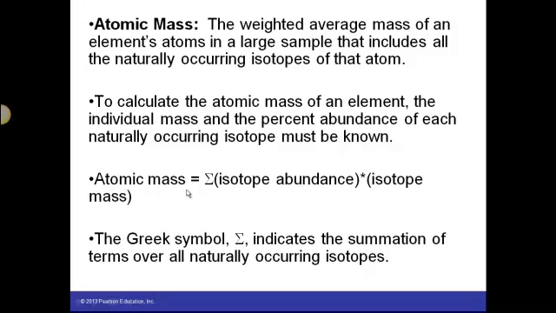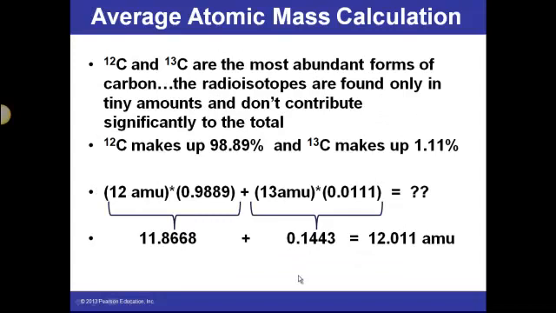So the atomic mass is represented then by a summation. It's a summation of the isotope abundance times the isotope mass, and then you sum all of these different isotope abundances until you get 100% of that element represented on the periodic table. This Greek symbol here represents a summation.